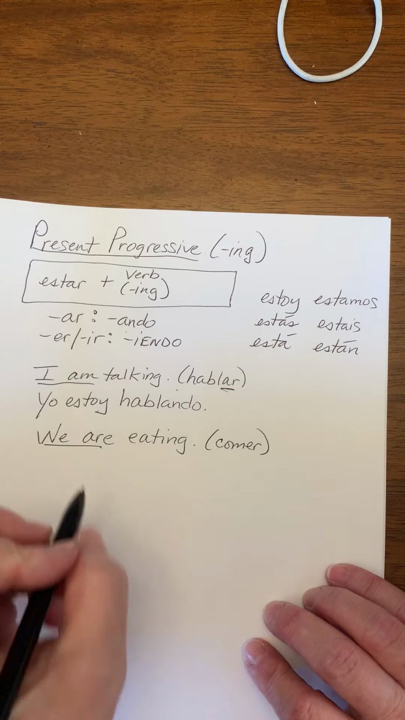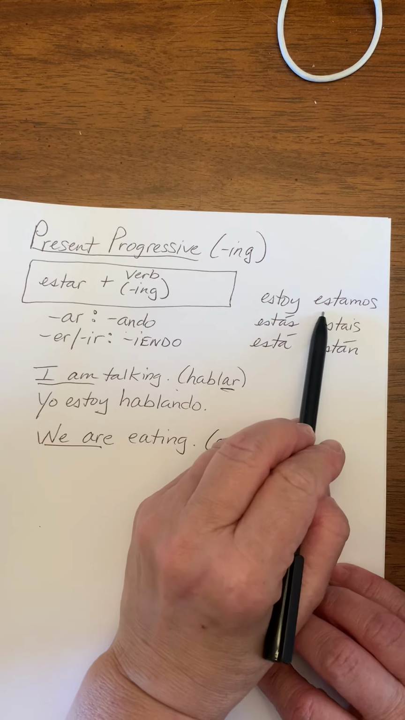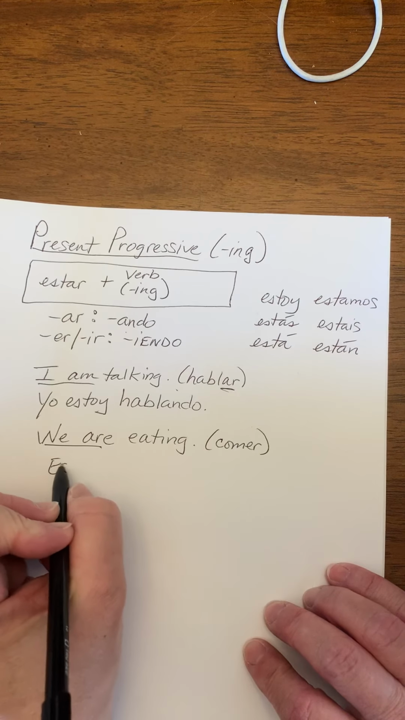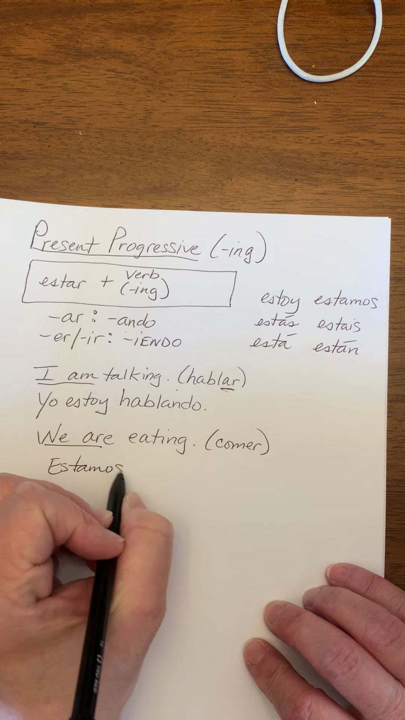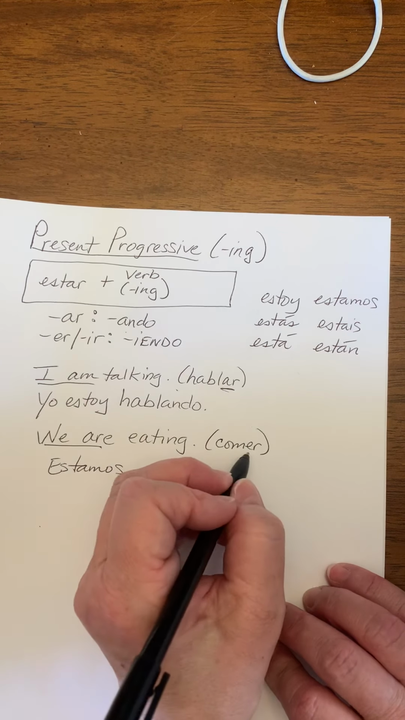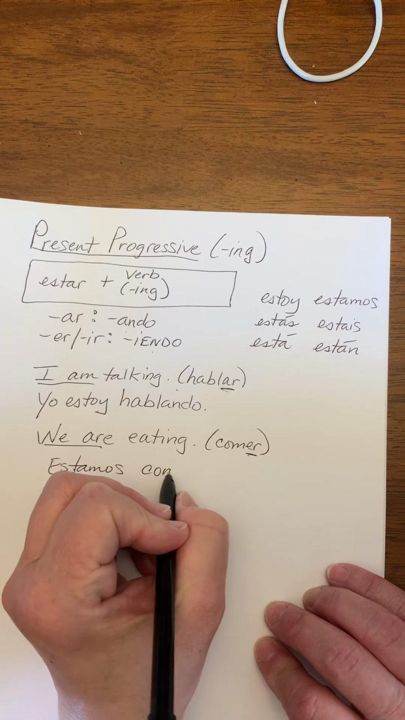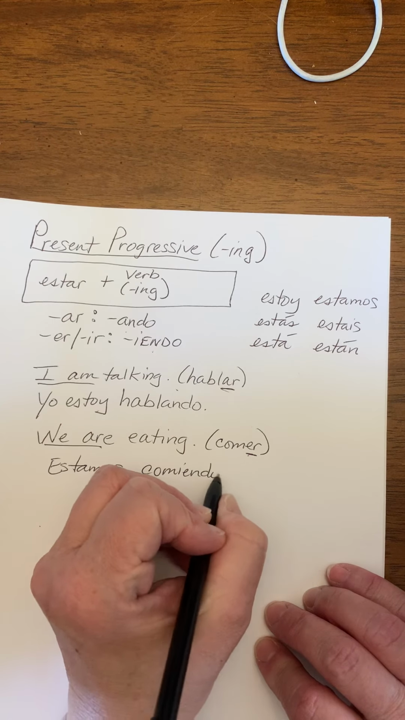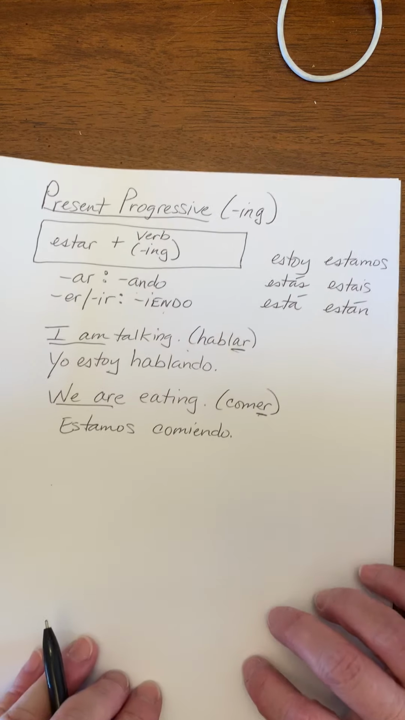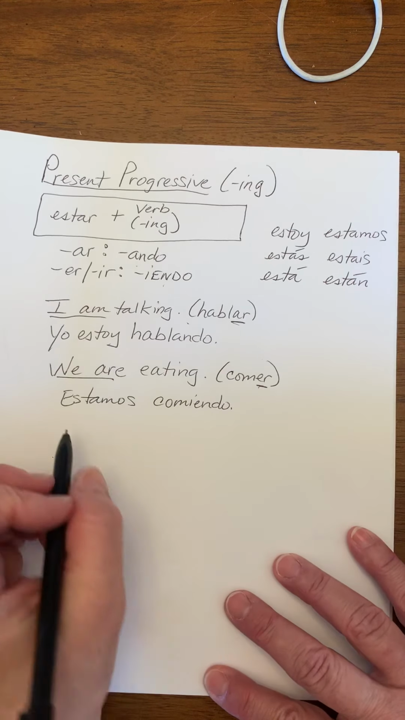Okay, so here we go. So we are would be estamos, right? So estamos. And then we take off that ER in comer, and we add our yendo. Estamos comiendo. Okay? All right, just for fun, let's try an IR.